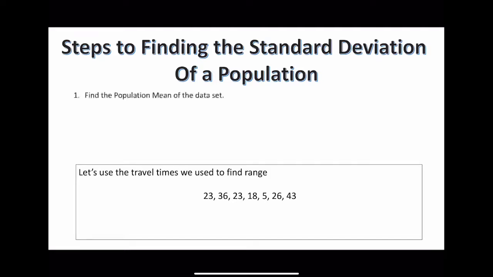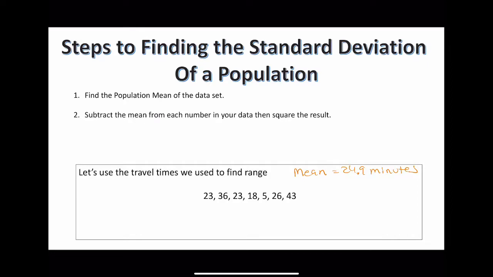First, find the population mean of the data set. We did this before, in our last lesson in 3.1. We found that our mean was 24.9 minutes, the average travel time of each of those employees. So that was our mean. I'm not going to calculate that again. You guys have got this.